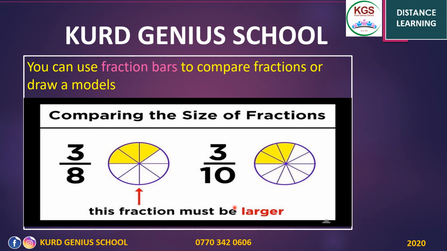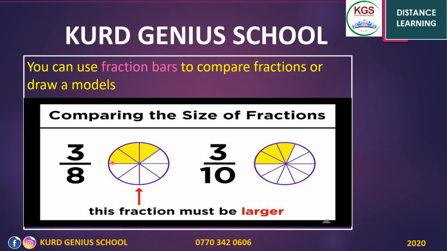First of all, let's do the same that we learned in the previous slide, which is looking that we have the same numerator. In this case, the denominator will decide which one is greater. Look at it. We said that the smaller or the less number will be the greater fraction. In this case, 3/8 is greater than 3/10.